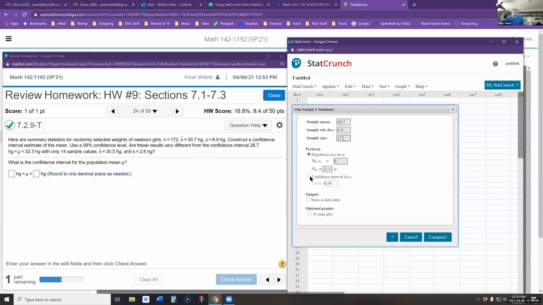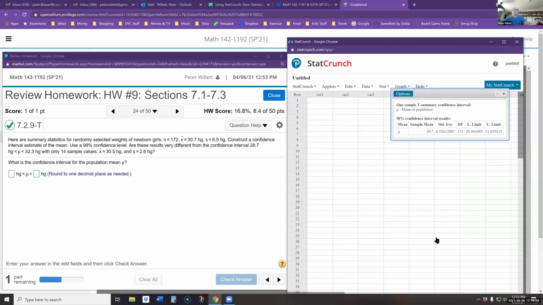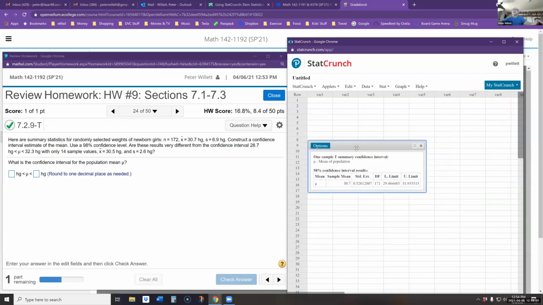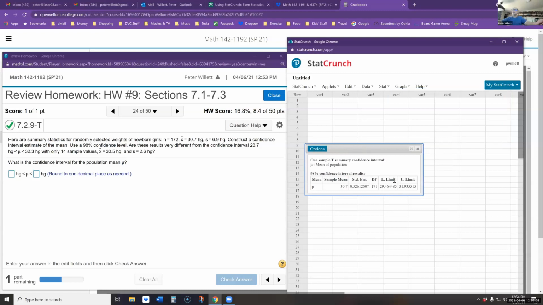So now we're constructing a confidence interval. I select confidence interval and I choose the confidence level of 98% because that's what the problem says. So I'll change that to 98 and then let StatCrunch do the work for me. Then we get this box and here is the confidence level that they asked for.